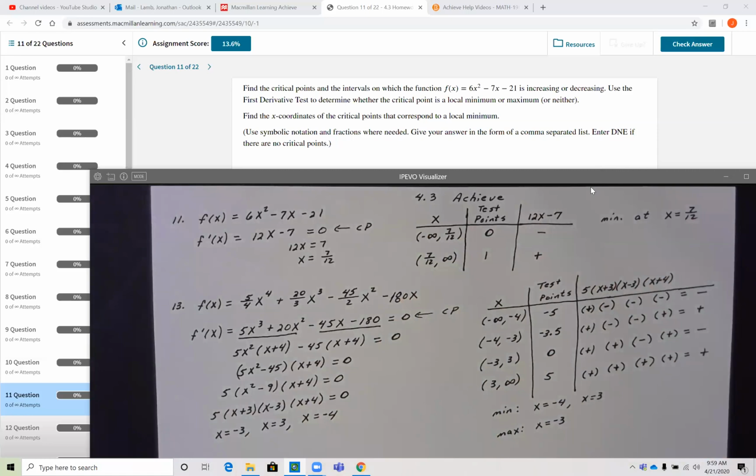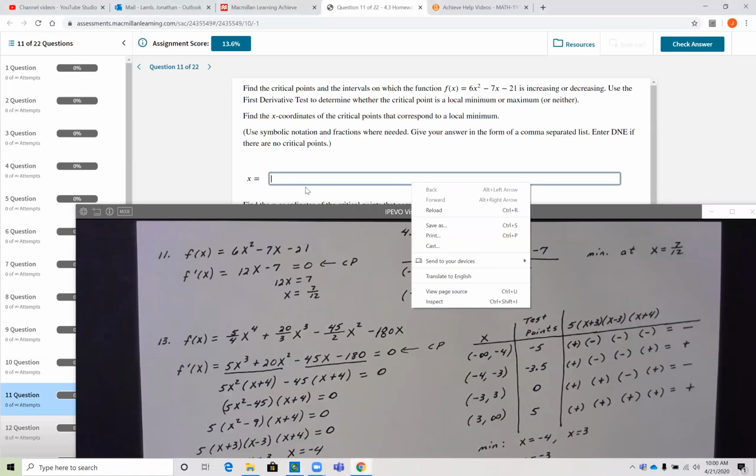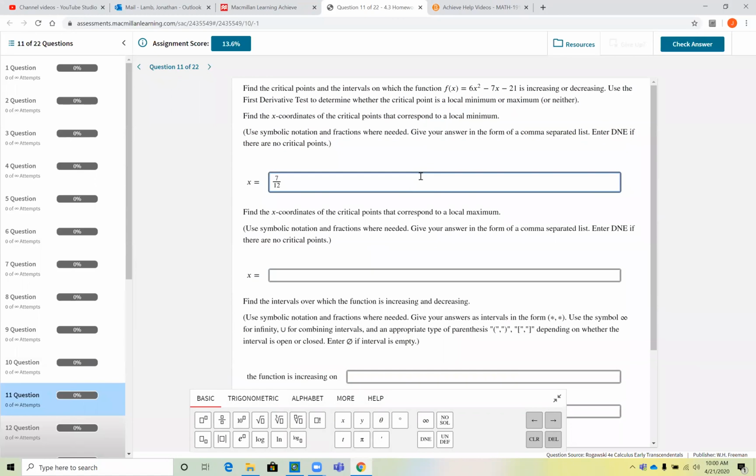So now I go back to my problem and it says, find the x coordinates of the critical points that correspond to a local minimum. Well, that's my 7 over 12 here. So I'll minimize this and do my fraction 7 over 12. For the next one, critical points that result in a maximum, there are no maximums in this function. Does not exist, D and E.